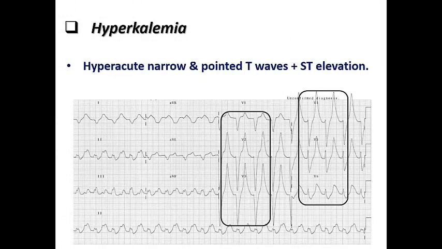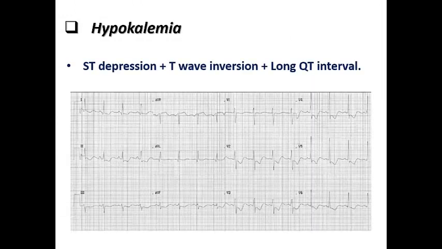What about hypokalemia? We mentioned before that it can cause ST depression together with T wave inversion and long QT interval, as hypokalemia, hypocalcemia, hypomagnesemia are famous causes of QT interval prolongation. So hypokalemia can cause ST depression and T wave inversion.